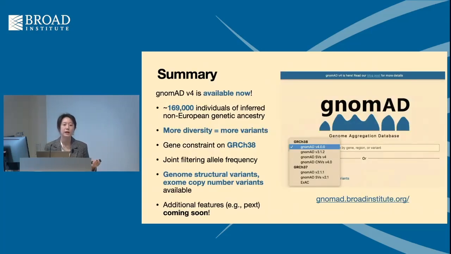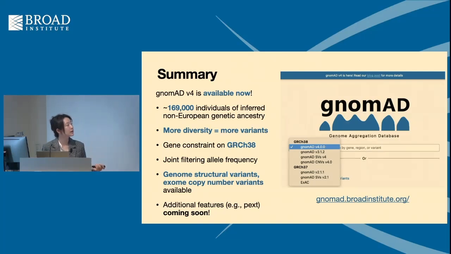So just to quickly summarize, gnomAD v4 is available now. We've added about 169,000 individuals of inferred non-European genetic ancestry. We've added gene constraint on genome reference build 38 for the first time. We've also added filtering allele frequency to further enable clinical variant classification. This is jointly calculated across the exomes and the genomes.